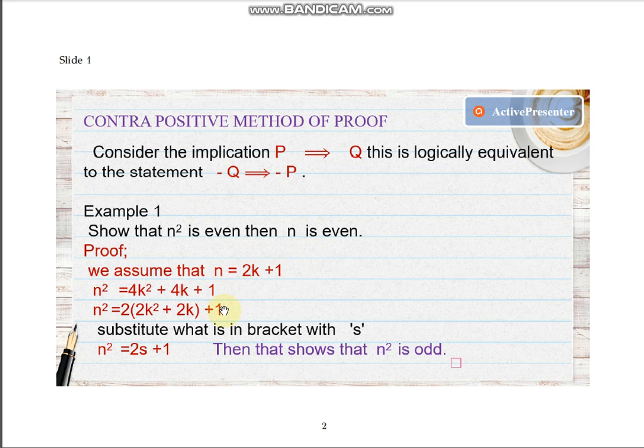So I hope you've gathered something. I will advise you to go and practice more. Having gained this, go and look for more questions on the contrapositive method of proof to understand better.